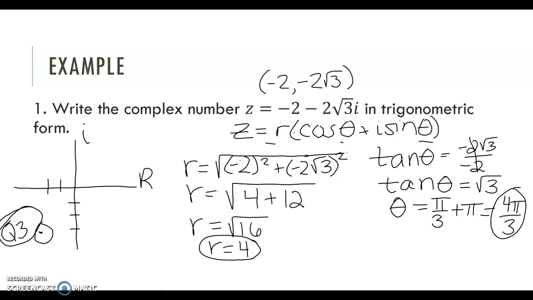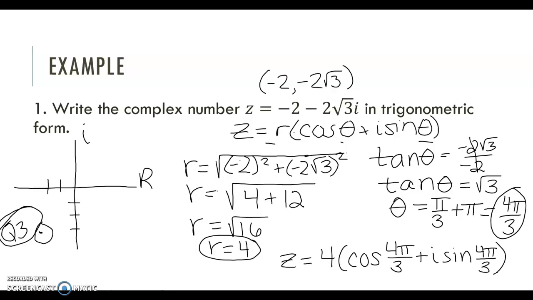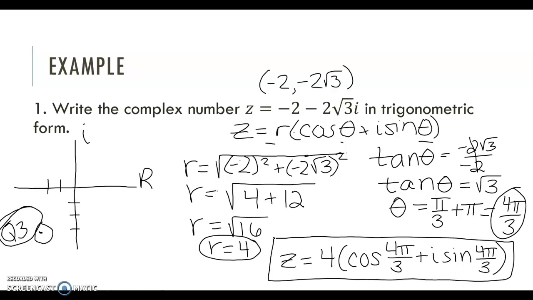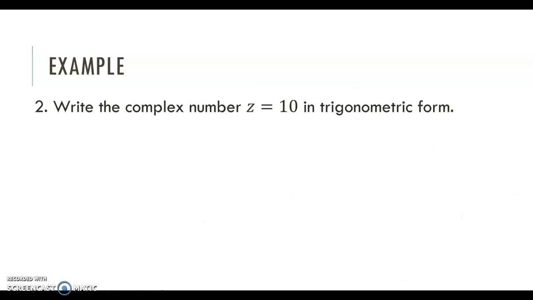Okay, so now let's finish by writing our number in trig form. z equals r, which is 4, times cosine of theta, which we found is 4 pi over 3, plus i sine 4 pi over 3. And that is the same complex number in trig form. Okay, let's keep going. Let's do another one.